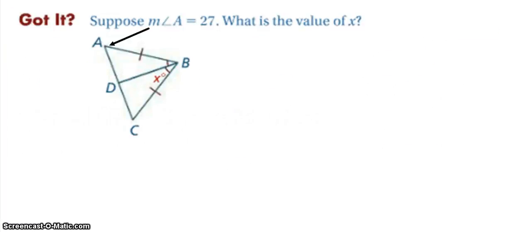So make sure you've worked through the second part of the lesson before trying this. Got it? Pause the video, try to get your answer, and then come back to see my answer. The first thing given is that measure of angle A is 27 degrees. So pause the video now if you've not done so.